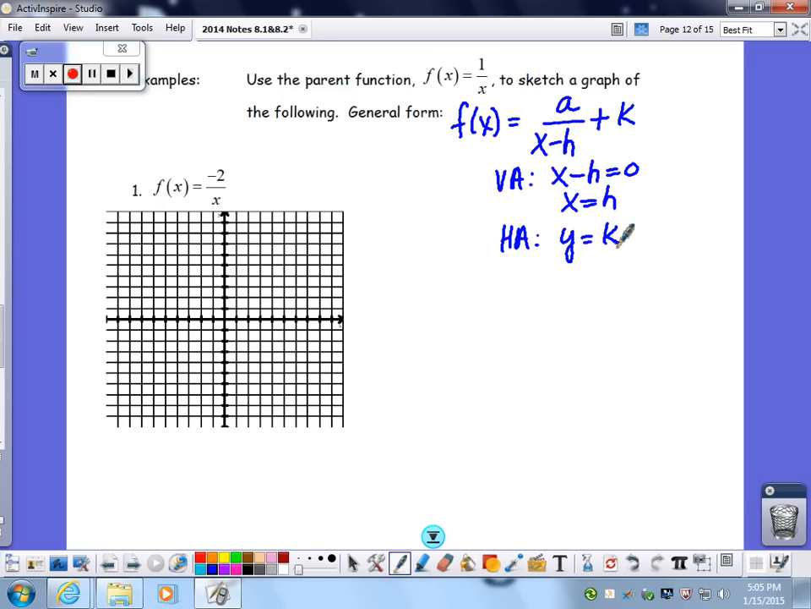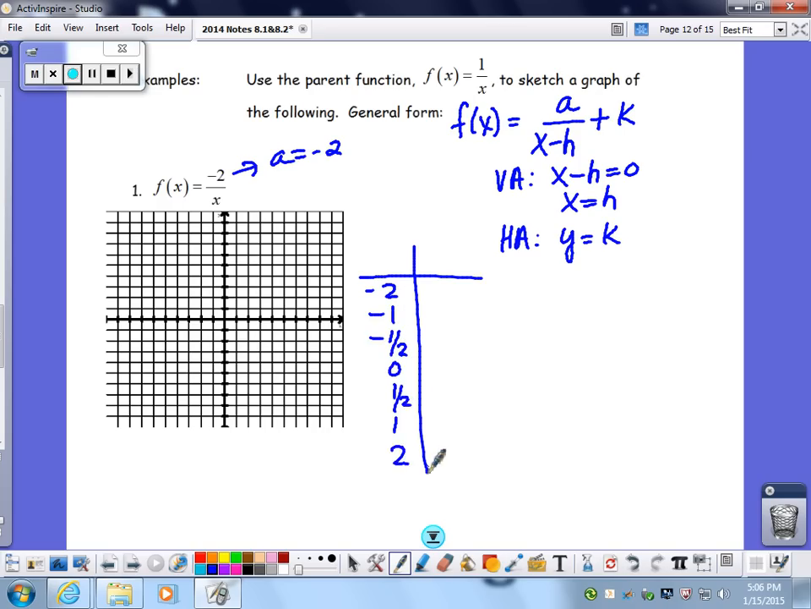All right, so let's look at our first one. In this case, this is our a. So our a is -2. Like we've done all our other graphs, we're going to start off with those parent points: -2, -1, -1/2, 0, 1/2, 1, and 2. So we're going to have -1/2, -1, -2, undefined, 2, 1, and 1/2.